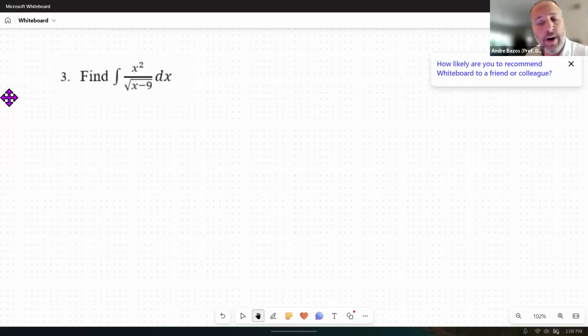Okay, so now going on to integration, right? The opposite, essentially, of differentiation, of derivatives. So I want to take the integral of x squared over the square root of x minus 9 dx. The dx tells us what we're taking the integral with respect to. That way we know we're supposed to look at the x's here.